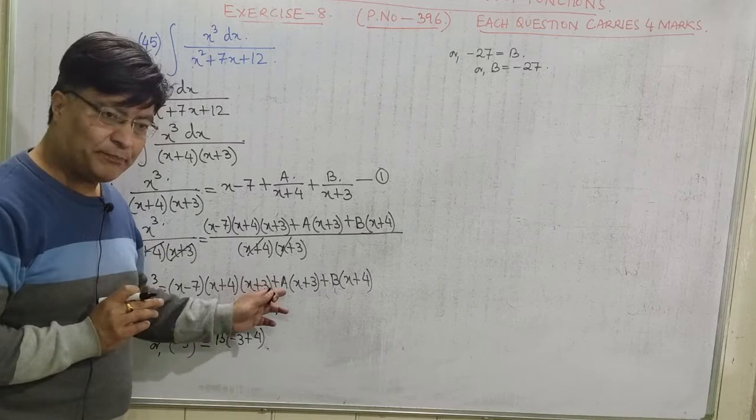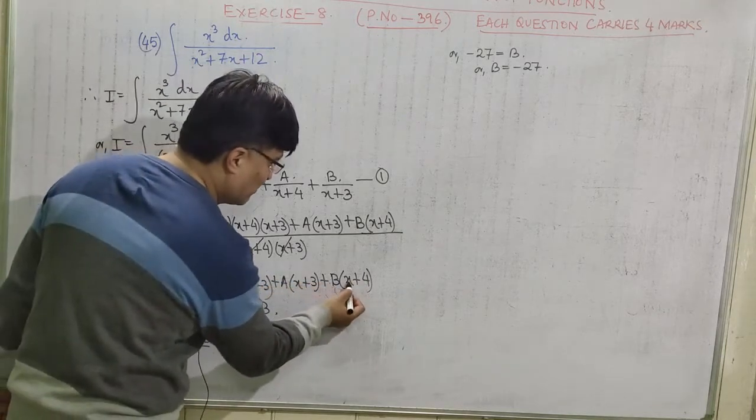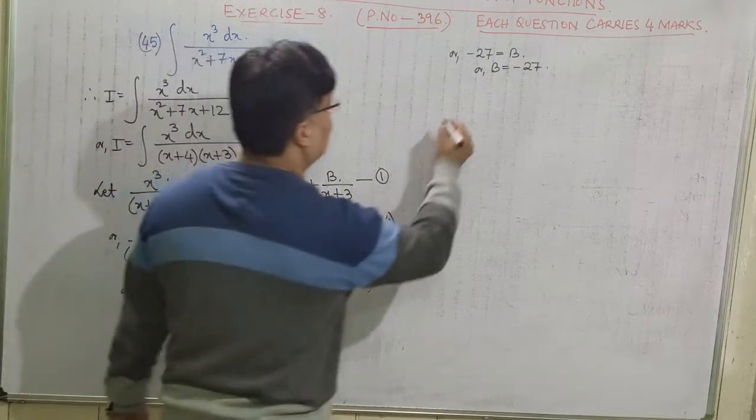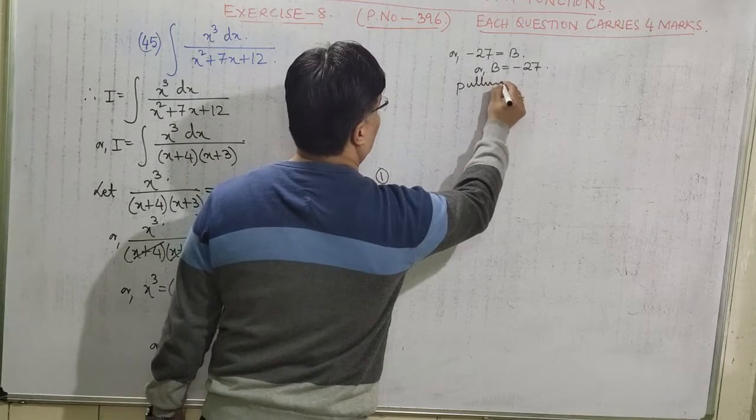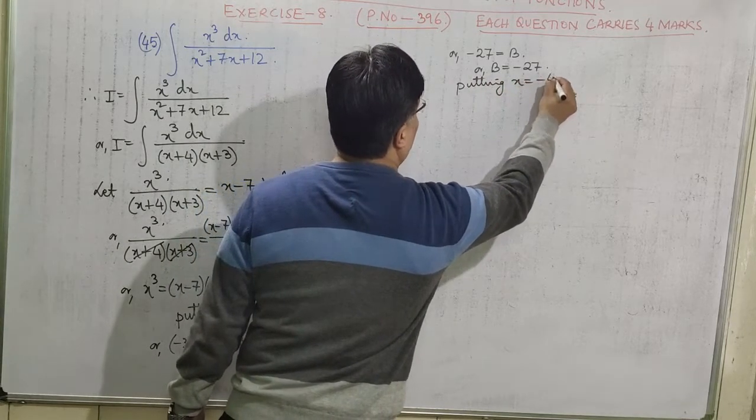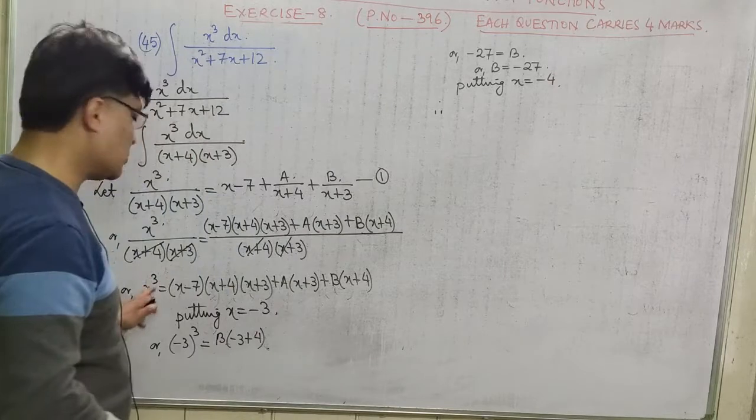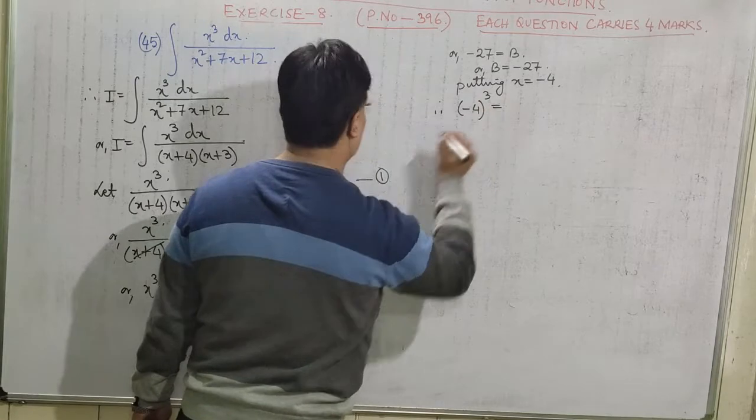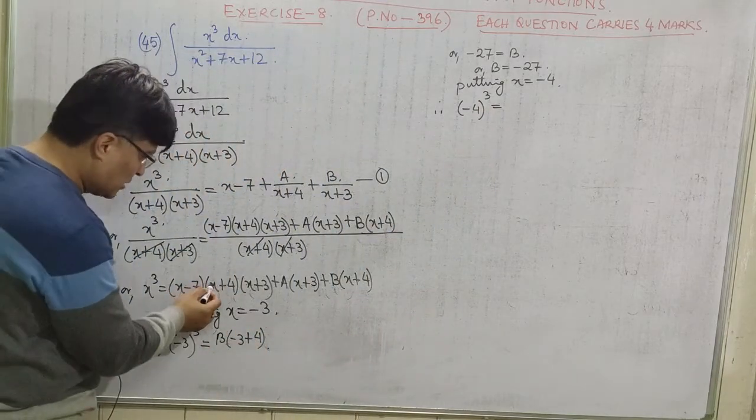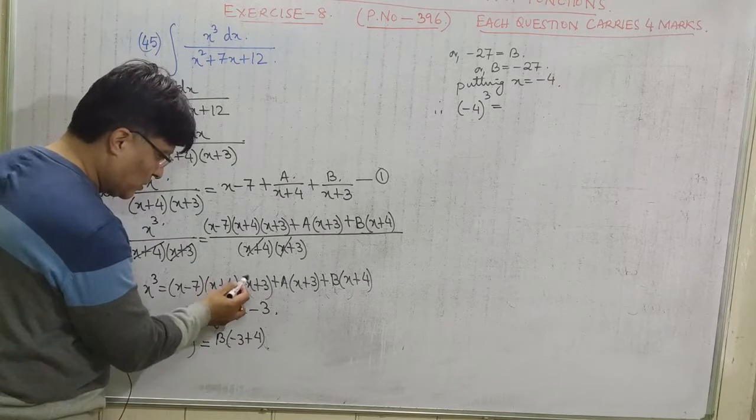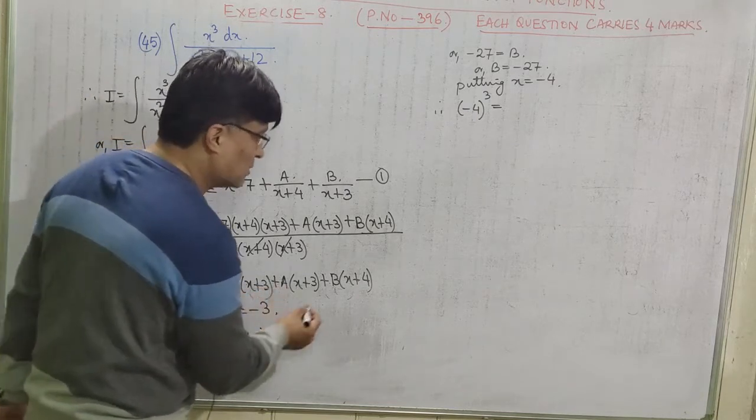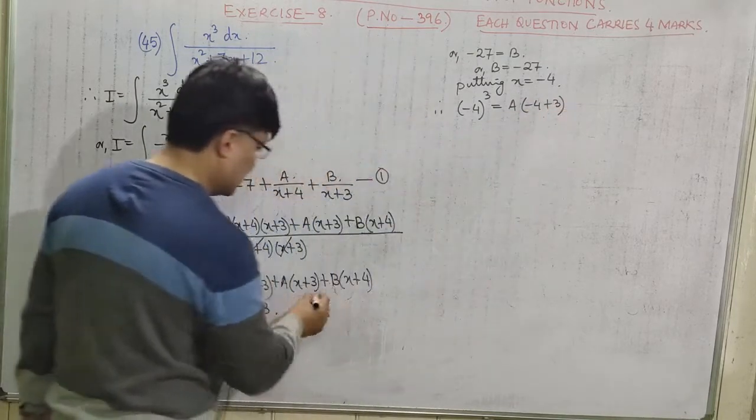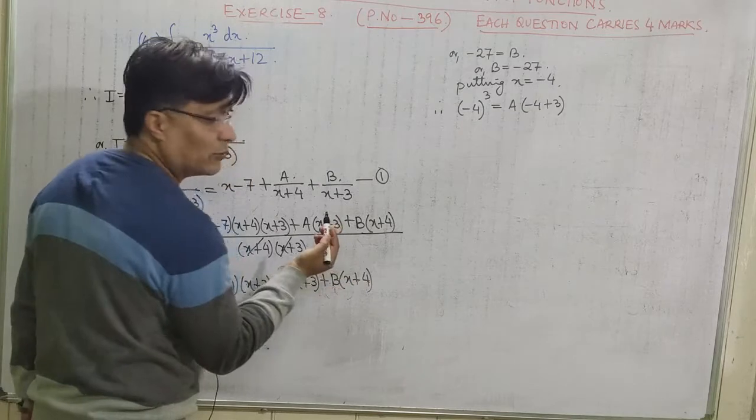Now, you have to get the value for A. So you have to make this last term 0 by putting x is equal to minus 4. If you put x equal to minus 4, x plus 4 is 0. So putting x is equal to minus 4, it now becomes minus 4 whole cube. Because of this factor x plus 4, minus 4 plus 4 is 0, so the whole term is 0. Only this term remains, that is A into minus 4 plus 3. And this term is also 0 because minus 4 plus 4 is 0, right?